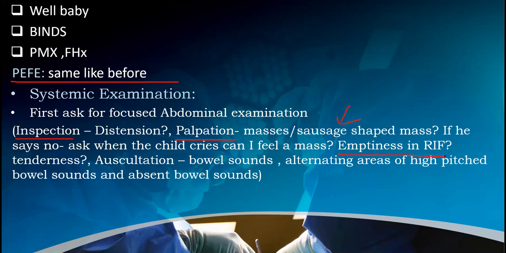Also, they usually have an empty feeling in the right iliac fossa. So you can ask on palpation, is there any emptiness in the right iliac fossa? And is there any tenderness? Usually not very tender here. On auscultation, how is the bowel sound? Sometimes you can get alternating high-pitched and absent bowel sounds in this case. So mainly you are looking for a sausage-shaped mass and emptiness in the right iliac fossa in case of intussusception. Otherwise, everything is the same.